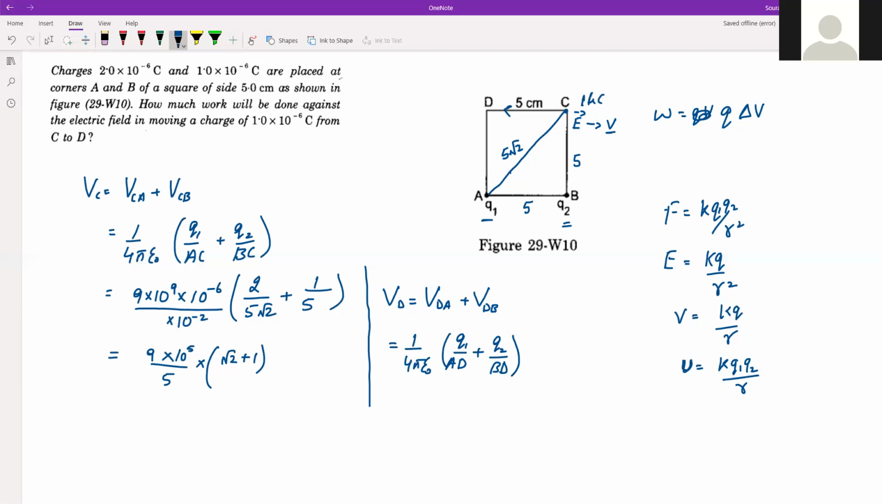Now that is 9 into 10 to the power 5, it will be the same, I'll take, and inside Q1 is 2 divided by AD, which is 5, plus Q2 is 1 divided by BD, which is 5 root 2. So if you see, this is the same, it's not different. So this is also 9 into 10 to the power 5 by 5 into root 2 plus 1.